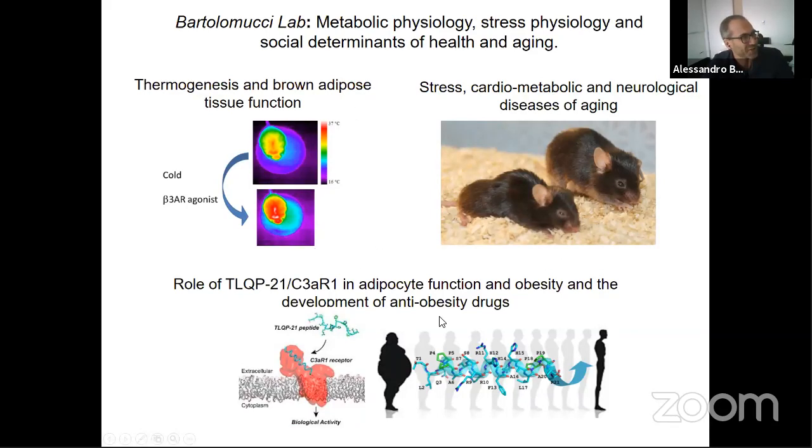A short introduction of what we do in the lab, mostly 3 major research projects. One has to do with thermogenesis, brown adipose tissue function. The other has to do with stress, cardiometabolic, and disease of aging. And so I will merge these 2 in the talk. And then we also have a large project on neuropeptides called TLQP-21 and how this affects obesity. And I'm not going to really touch upon this at all today.